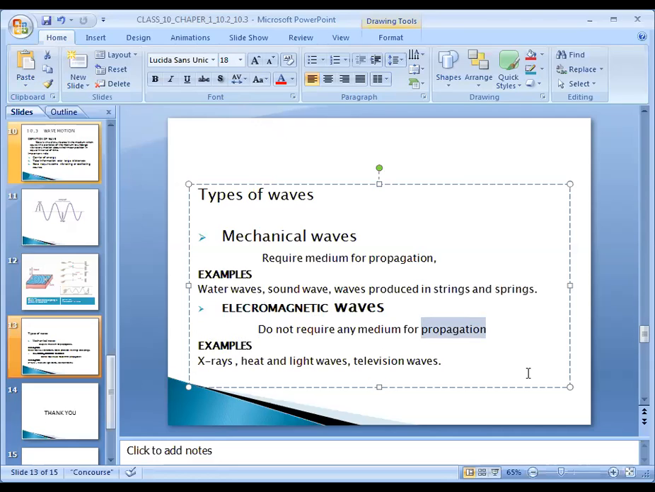Example of electromagnetic wave is X-rays, because X-rays do not require any medium. Medium is not air only, it could be the vacuum as well. But in case of electromagnetic waves, we do not require any medium. So examples of electromagnetic waves are X-rays, heat and light waves, and television waves.